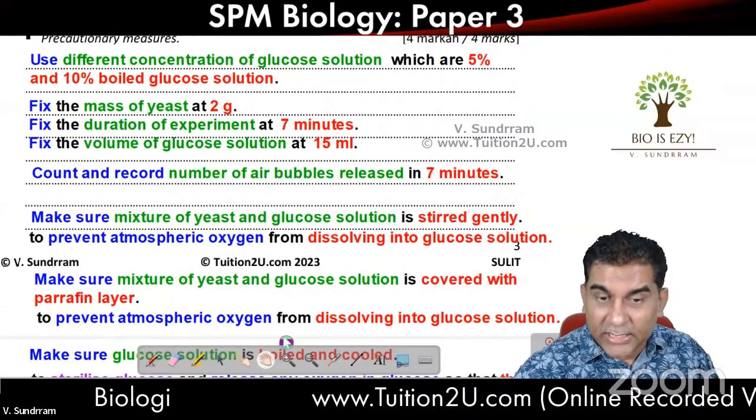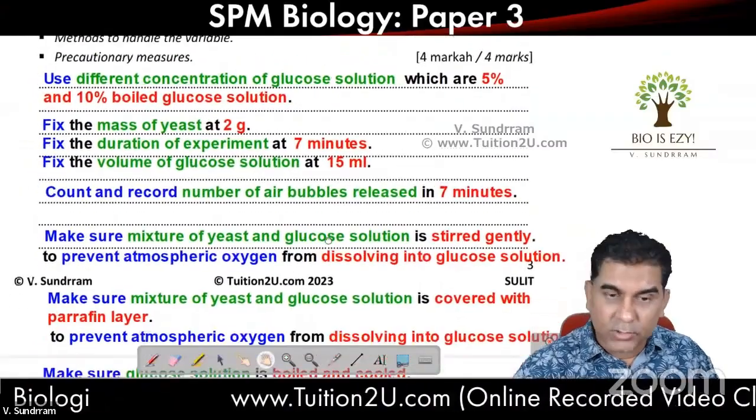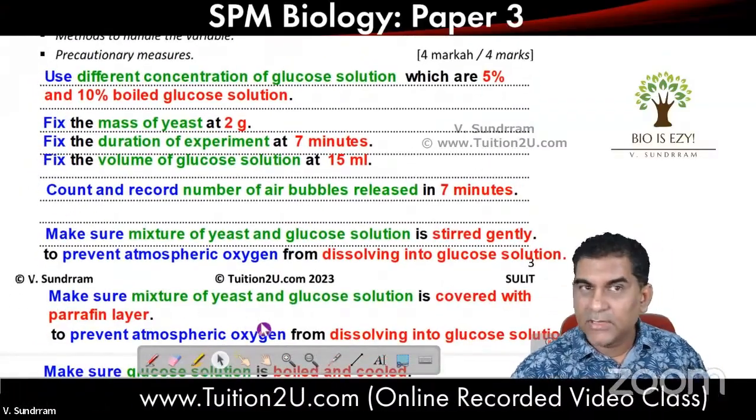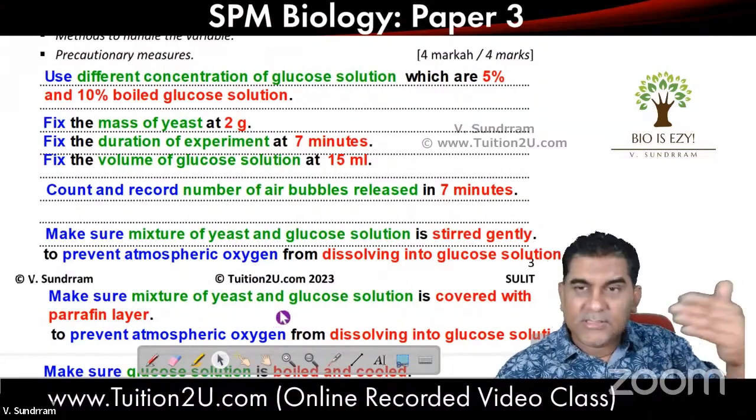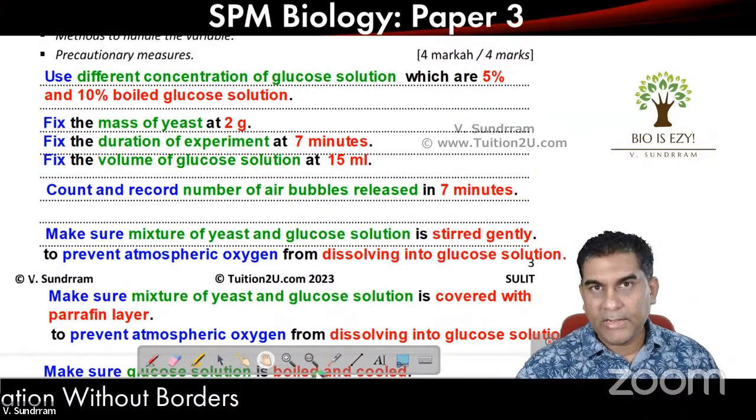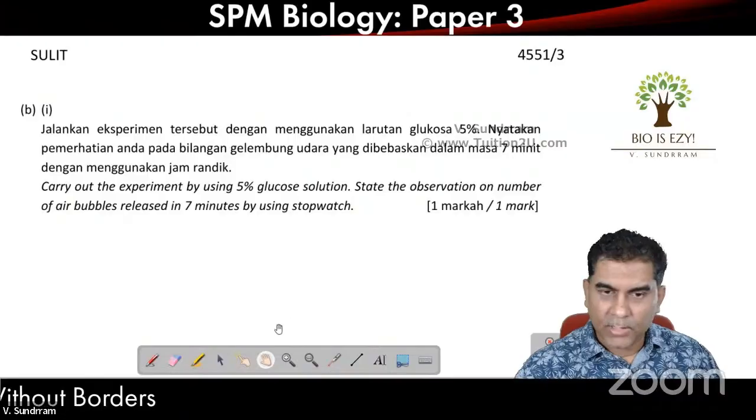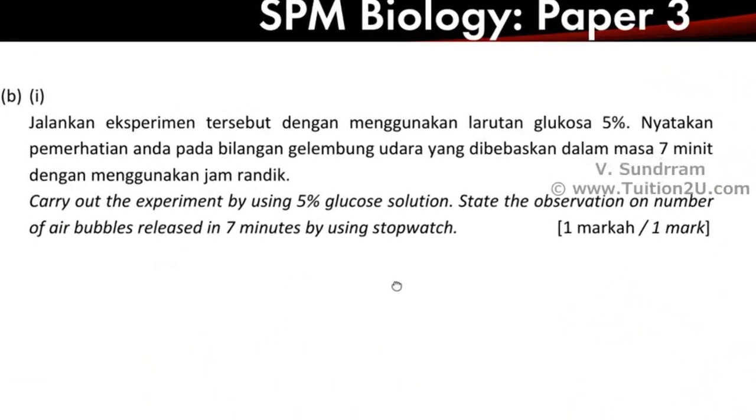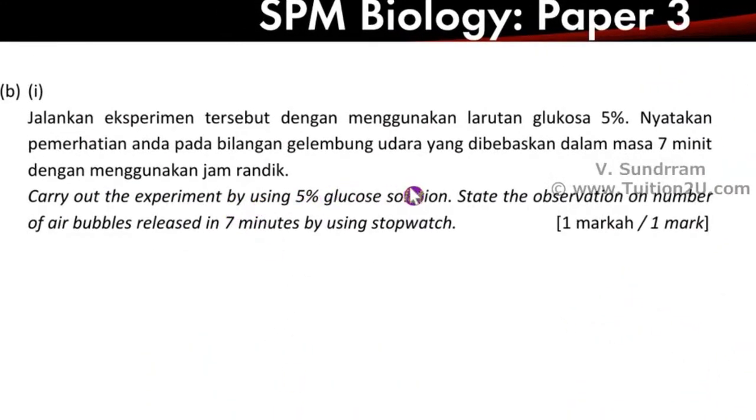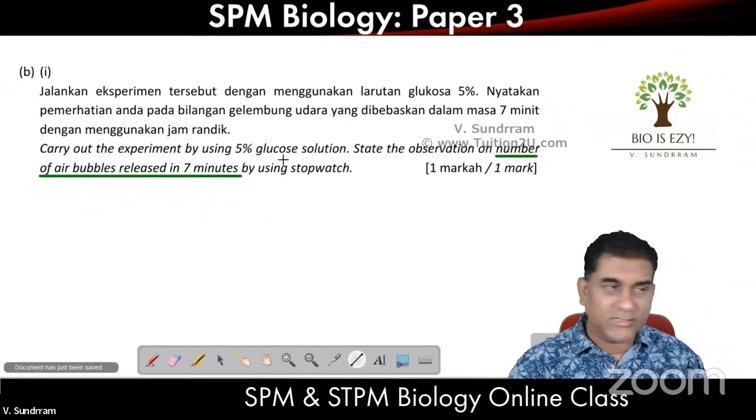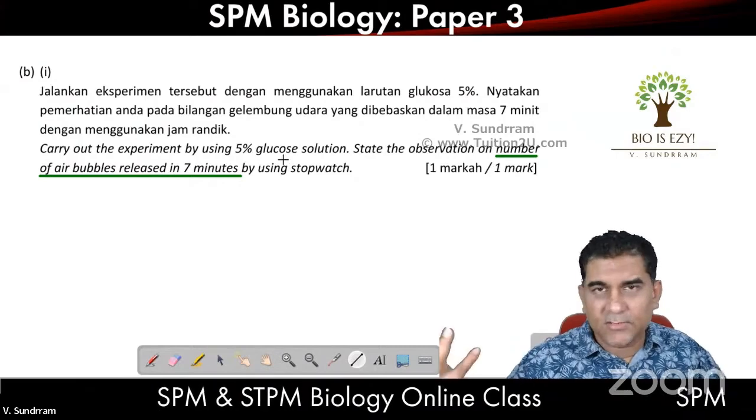So first question A is how to conduct the experiment. Use the right terms, and make sure you identify the variables. This is considered easy for marks. And after that, we go to question B. Let's read question B. Carry out the experiment by using 5% glucose solution. State the observation on the number of air bubbles released in 7 minutes by using stopwatch. Actually, you can also get the responding variable from here. Earlier, I said you can get it from the table. Looks like you can also get it from the next question. It's all over the place. You know where to find it, you can get your marks.